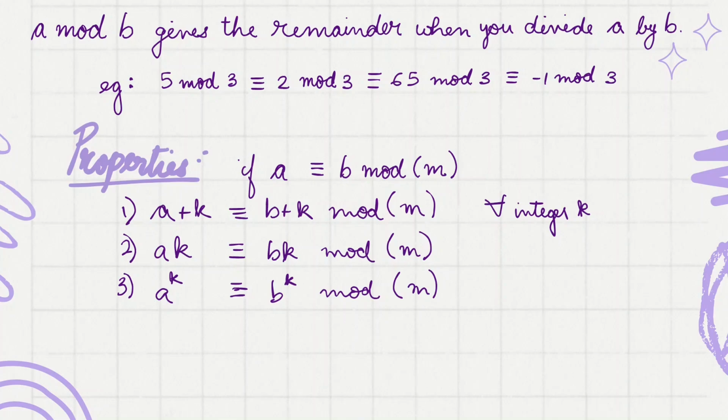The third property, A to the power of K is congruent to B to the power of K mod M, is used extensively in RSA for both the encryption and the decryption parts. So we'll see that in the future.